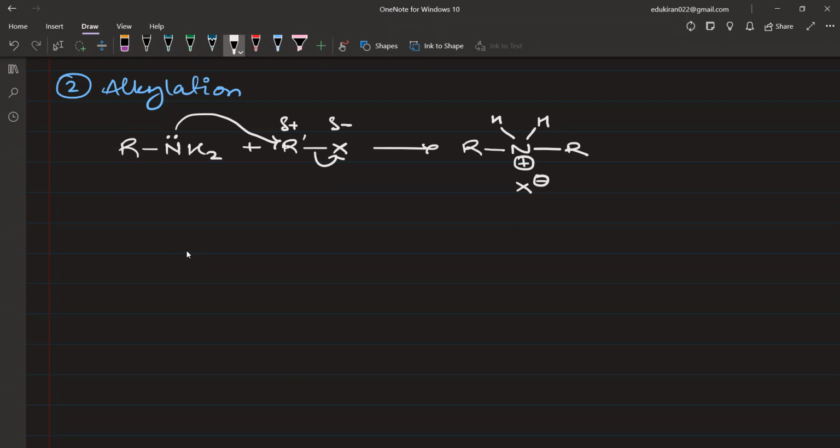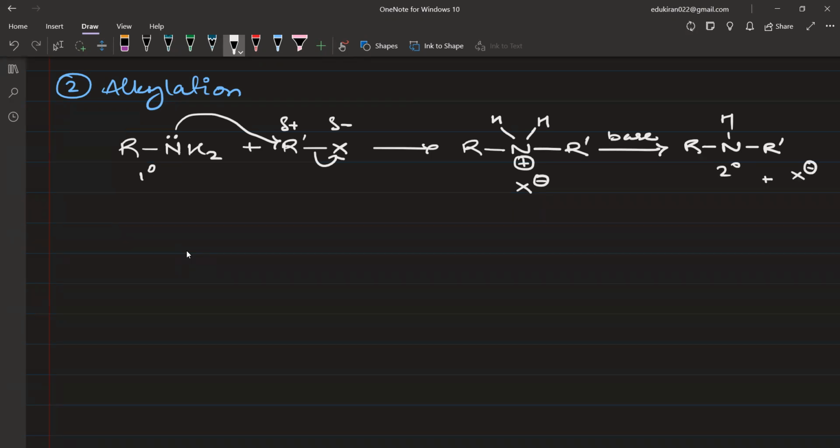Now once you react, okay, this is R dash, this R dash is coming from your alkyl halide. Then if you react this with any base, NaOH, KOH किसी के साथ भी, then what is going to happen? They are going to abstract one of the hydrogen and you will get RNH R dash. ठीक है, क्या मिल गया आपको? 1 डिग्री अमीन से 2 डिग्री अमीन मिल गया। ठीक है, प्लस X negative will be there.